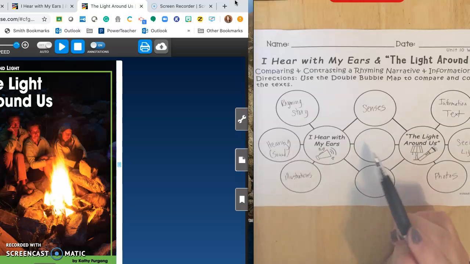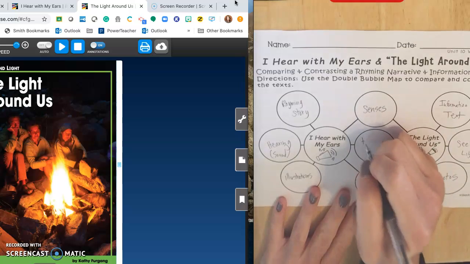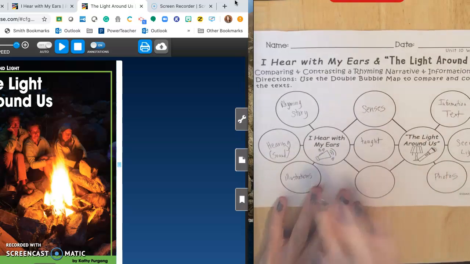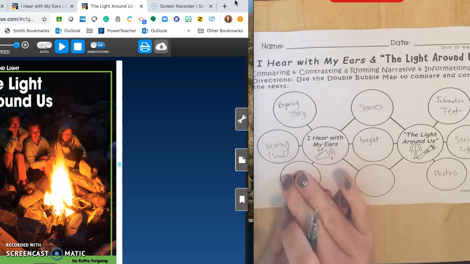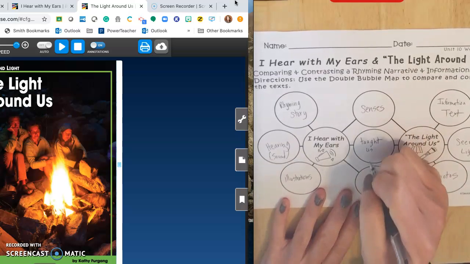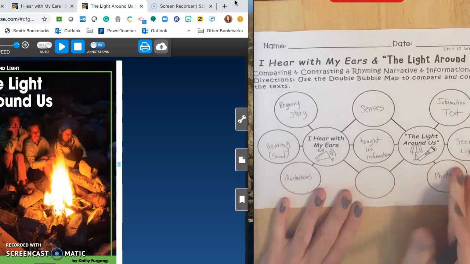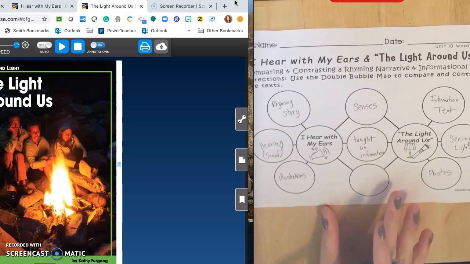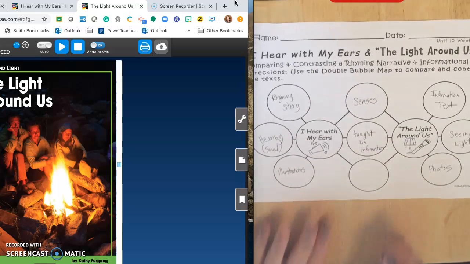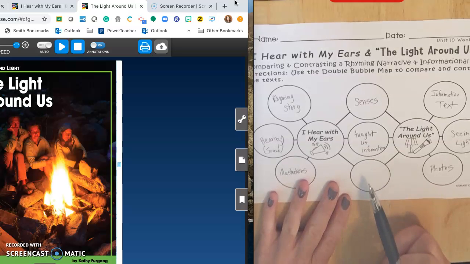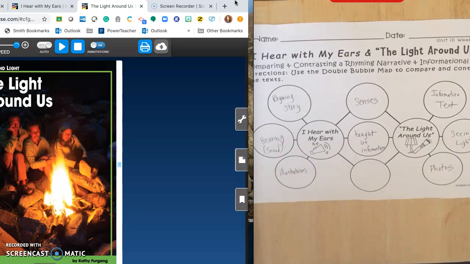Okay. Now we need to think of two more ways that these texts were the same. They both taught us something. They both taught information. Even though I Hear with My Ears was a story, it taught us about different sounds. And The Light Around Us taught us information. Okay, and then I'd like you to go ahead and think of one more way that these texts were the same and add that on your own to the double bubble chart. Okay, good job, you guys, comparing and contrasting. I'll see you next time.